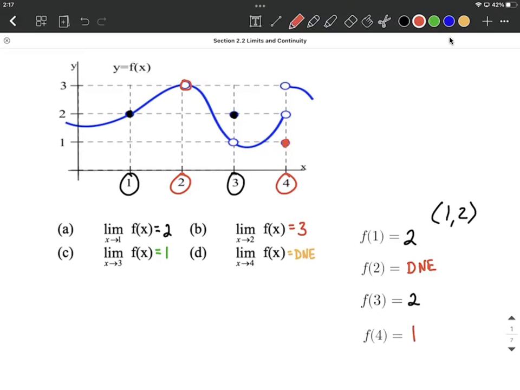All right, hope this helps out as you're understanding the difference between limits and actually evaluating functions at specific values.